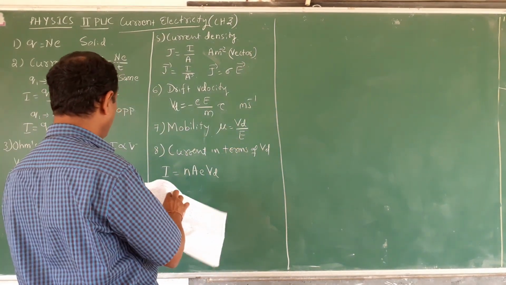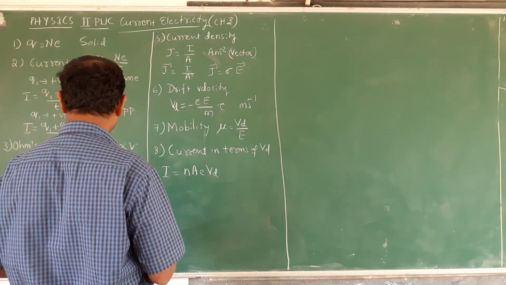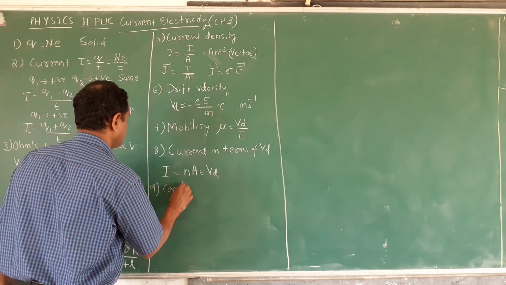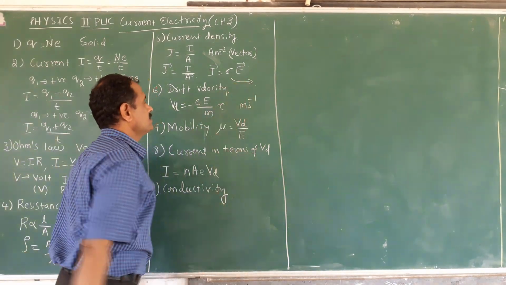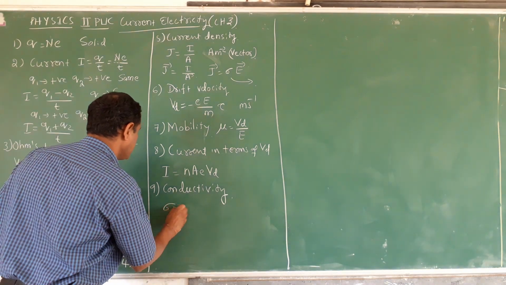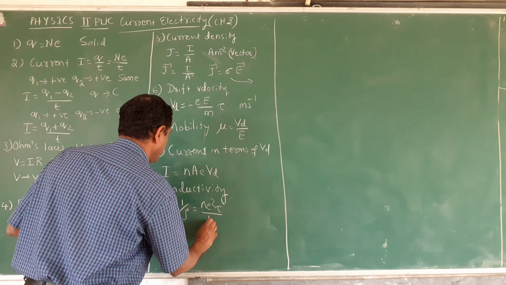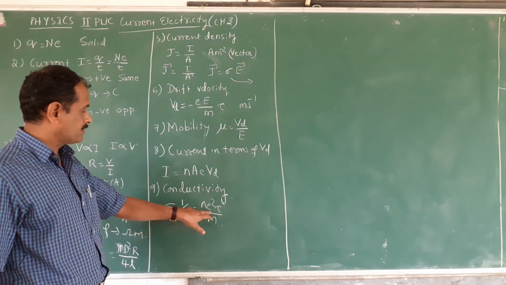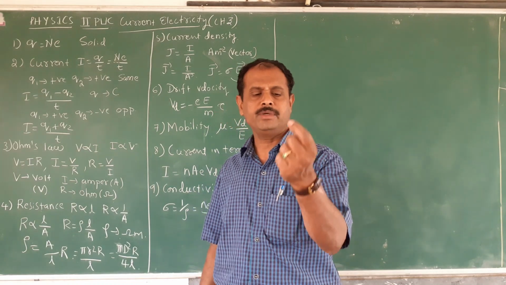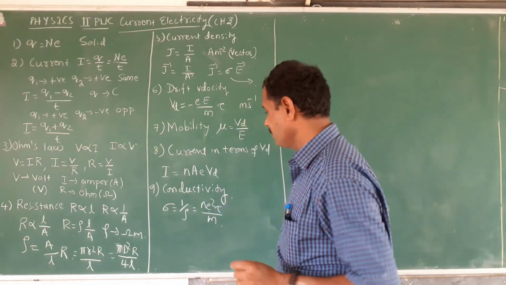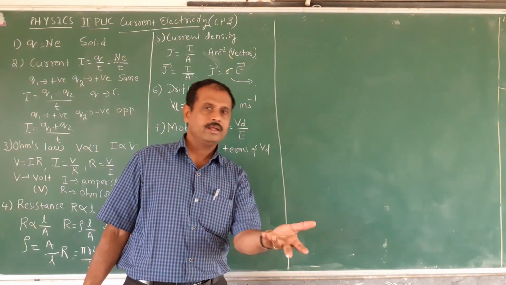Now, the next formula is conductivity. Here you want the resistivity. Now you have to take the conductivity. The ninth one is conductivity. Sigma is said to be conductivity. That sigma is equal to the reciprocal of the resistivity. Conductivity sigma is equal to ne squared tau divided by m. Once again, n means electron density, the number of electrons per unit volume, e is the charge of the electron, tau is the relaxation time, m is the mass of the electron.